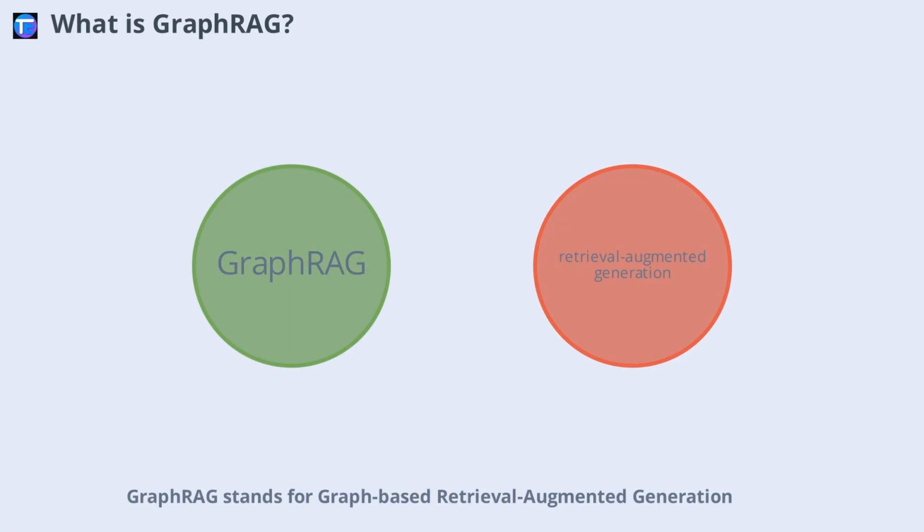GraphRAG stands for Graph-Based Retrieval-Augmented Generation. In simple terms, it's a method that leverages graph structures to enhance how information is retrieved and summarized in response to queries. Unlike traditional RAG systems that use flat document retrieval, GraphRAG organizes knowledge as interconnected entities and relationships, making it easier to surface relevant information.